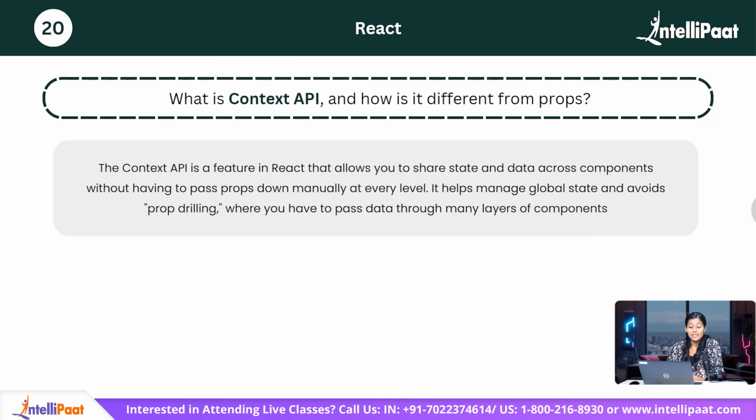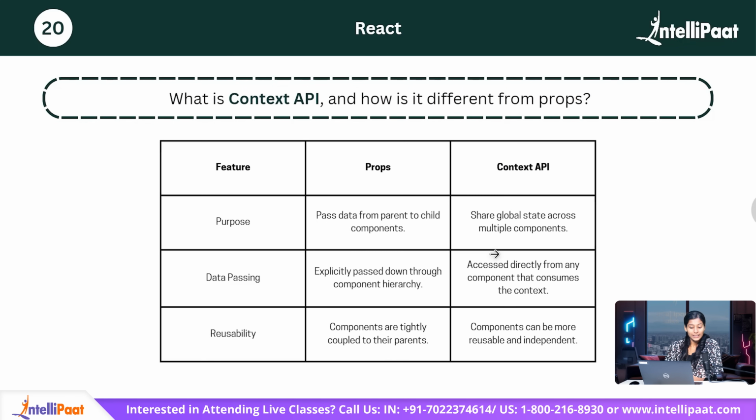The context API is a feature in React that allows you to share state and data across components without having to pass props down manually at every level. It helps manage global state and avoids prop drilling, where you have to pass data through many layers of components. Now let's look at the table.